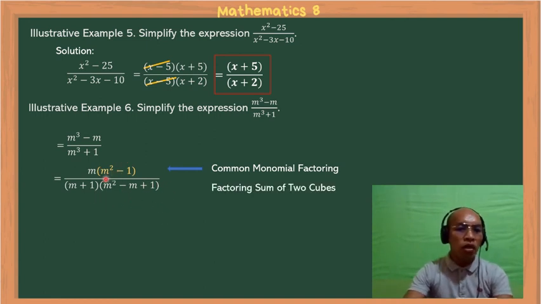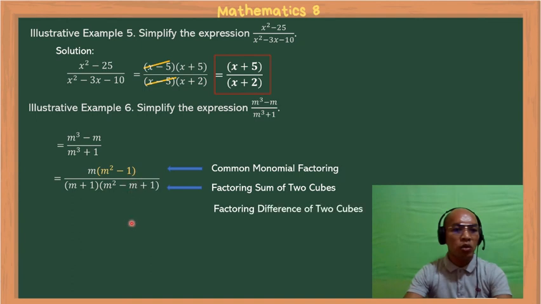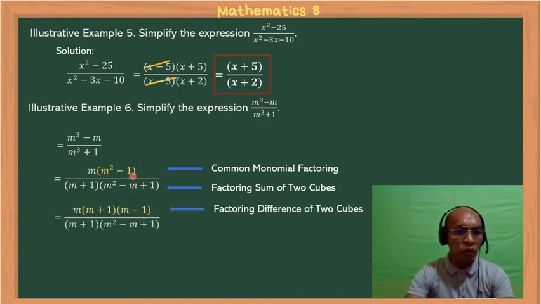Notice that our numerator, m squared minus 1, is a difference of two squares. To factor that completely, we get the square root of m squared. So that would be m. Then the square root of 1 is positive 1. So we just copy the same terms again, but we change the operation from positive to negative.